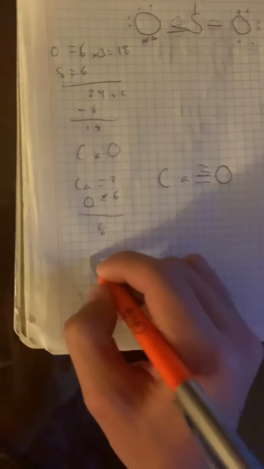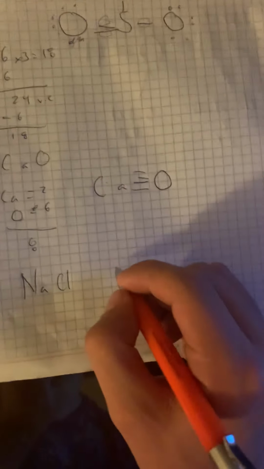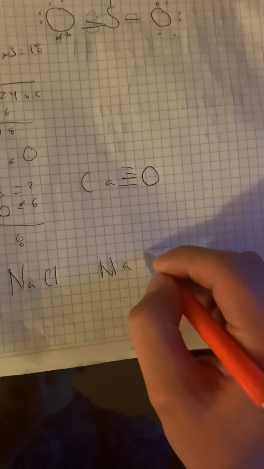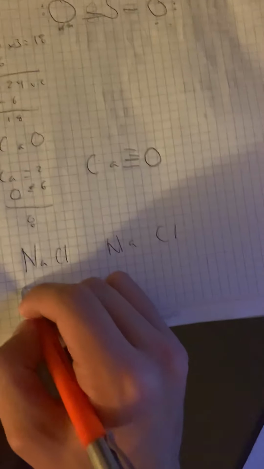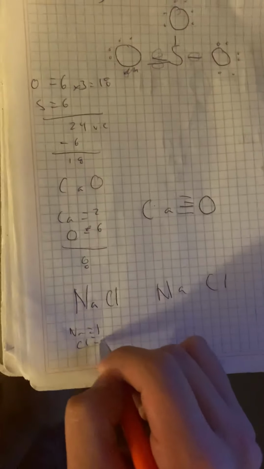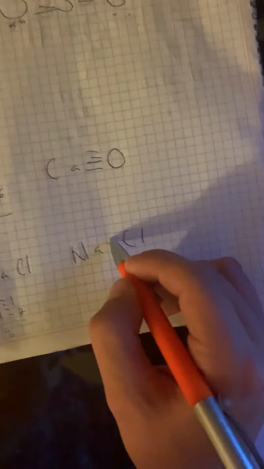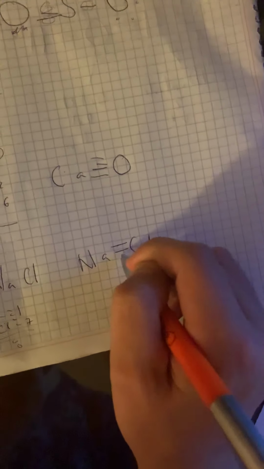The same happens when we try something like salt, which is sodium and chlorine. We know sodium has 1 valence electron and chlorine has 7 valence electrons. So the same, we have a total of 8, and we don't need to worry about this. We just share the 8 of them.